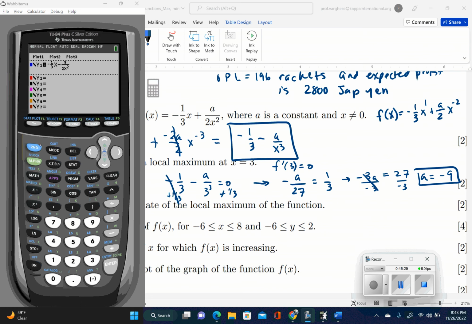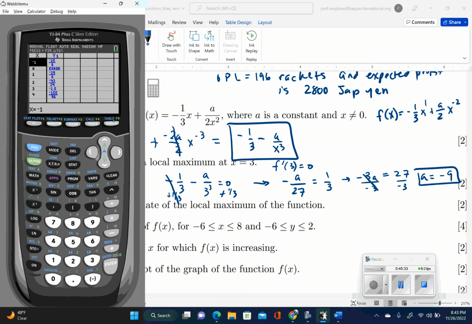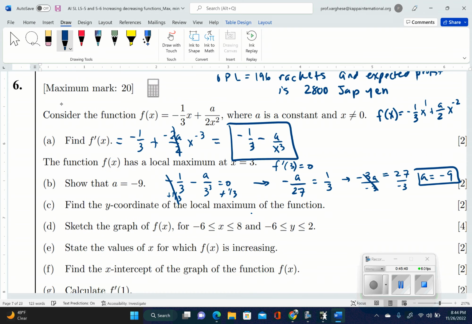And now I'm going to go to my table. They're even telling me that my local max is at x equals 3. So across from 3, I see -1.5. So there is my local maximum, -1.5. I just want the y-coordinate. Boom. Sketch the graph.